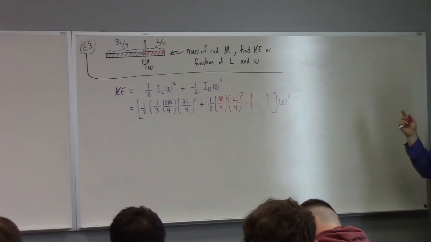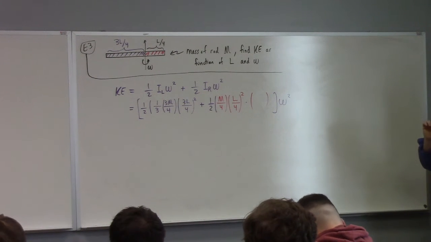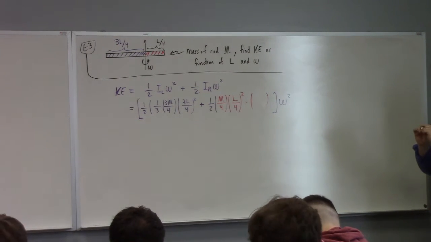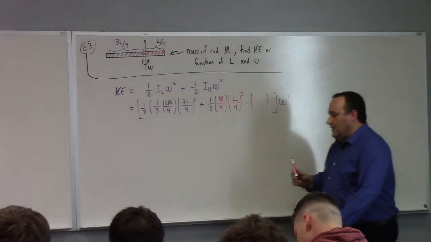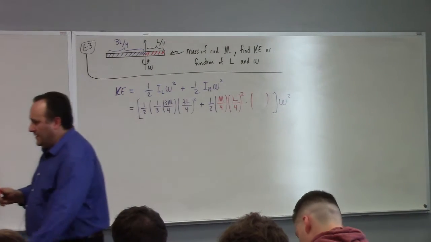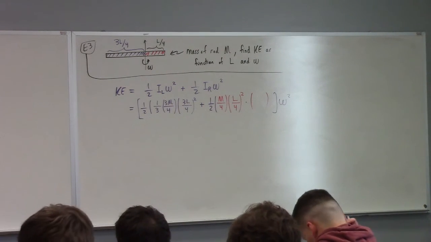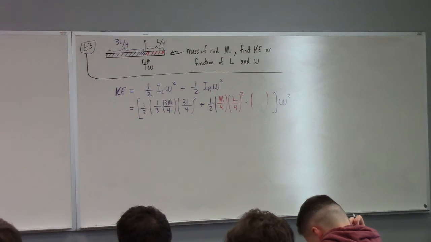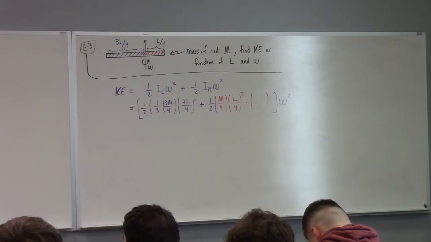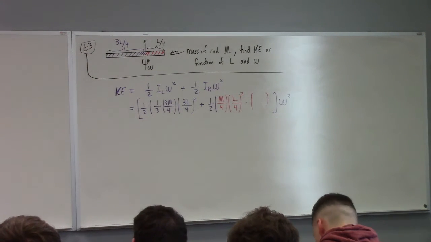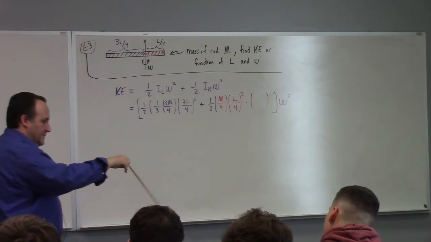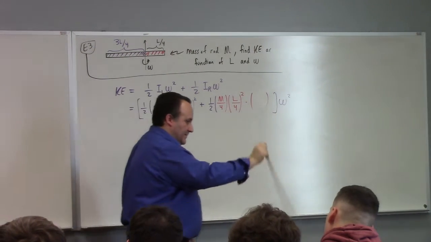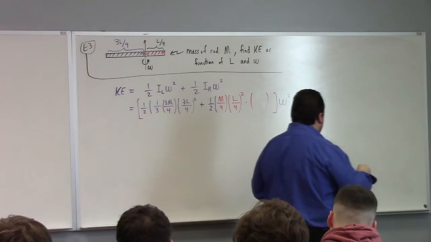There's a third there because we're talking about a rod rotating around its end, and we worked out that 1/3 ml squared is the moment of inertia for a rod rotating around its end. Around the center, it was 1/12 ml squared, right? But if you're rotating it around the end like this, then it's 1/3.